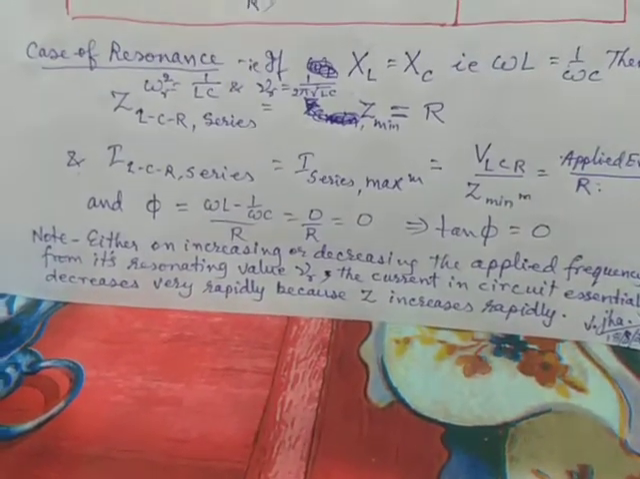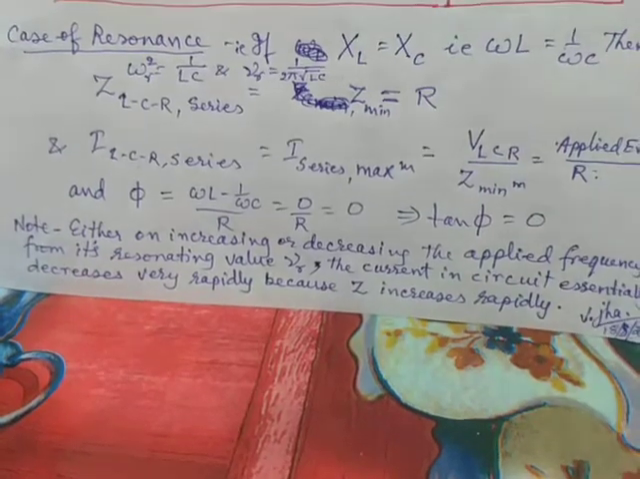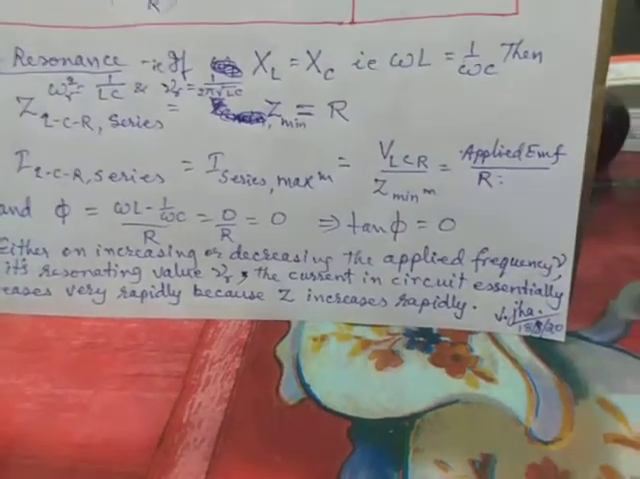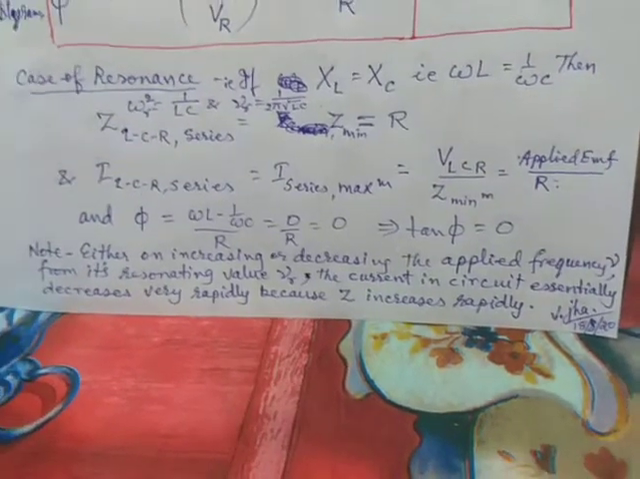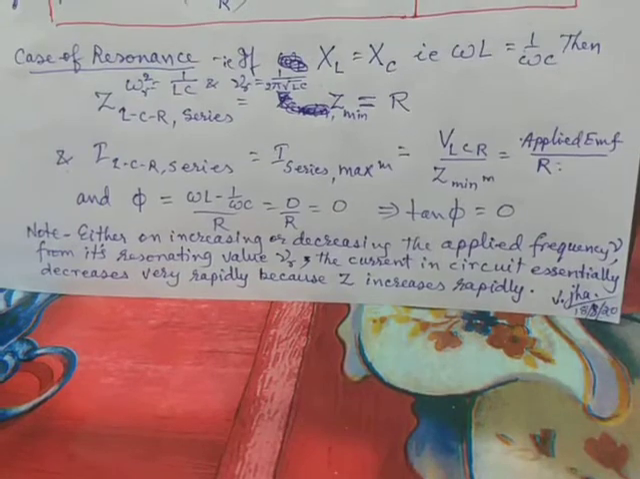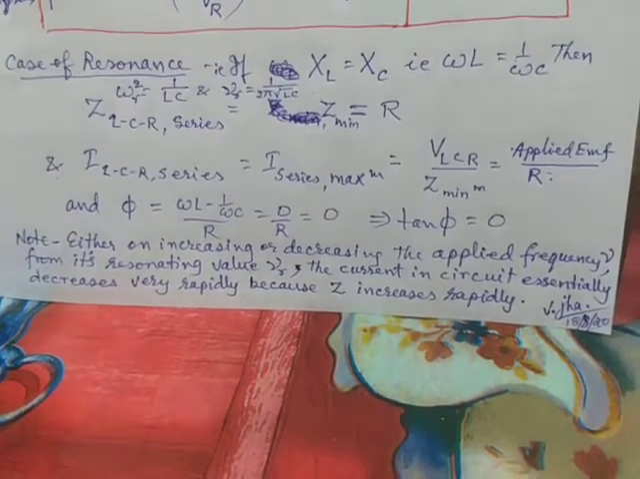And so as the frequency is moved away from the resonating frequency, the less and less becomes the value of current in the circuit, and more becomes the value of impedance of the circuit.